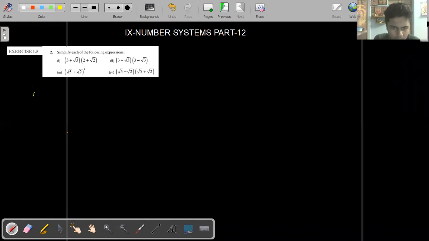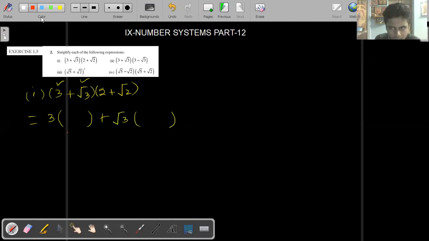For example, we are taking question number 1, 3 plus root 3 multiplied with 2 plus root 2. Here there is no formula. We cannot apply any formula, so we will multiply this. You first write 3 and then a bracket, then plus root 3 and then a bracket. In the second bracket, you will write the second value, 2 plus root 2. Simple multiplication we are doing. This is the correct way of doing it.